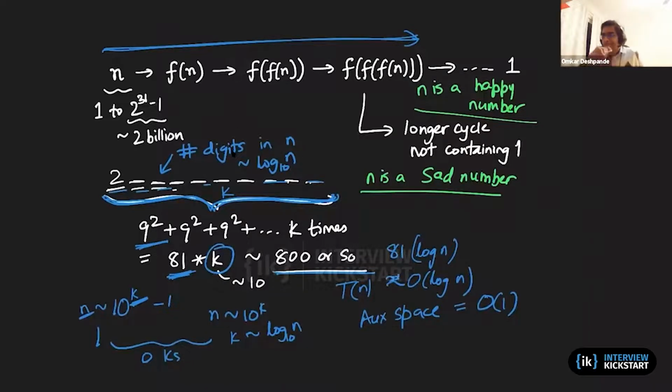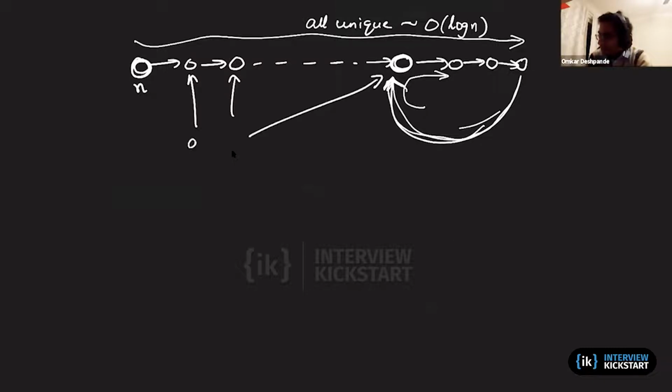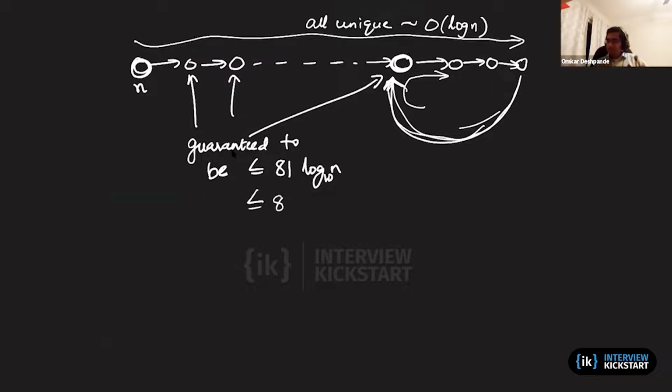Hey, so I understood most of it, but if you could go to the next screen and once again explain why the chain can never be more than 800 nodes longer? Because whatever value you start out with n here, all of these values are guaranteed to be less than or equal to 81 times log n to the base 10, that means guaranteed to be less than or equal to 810 or something.